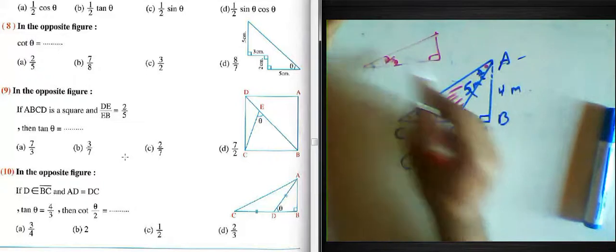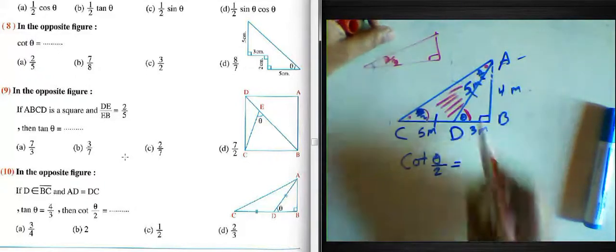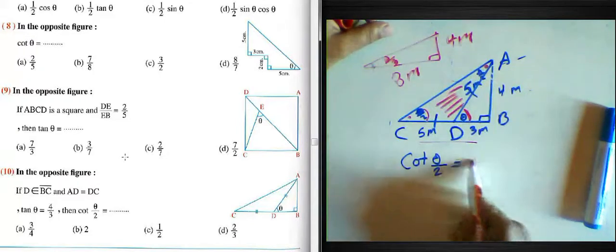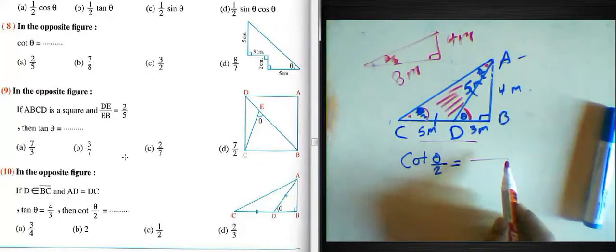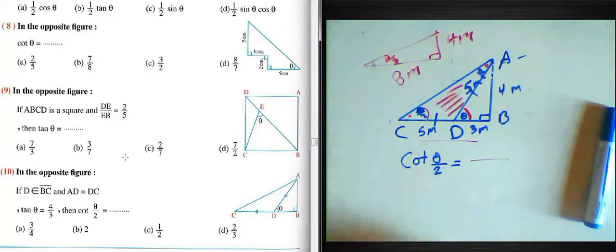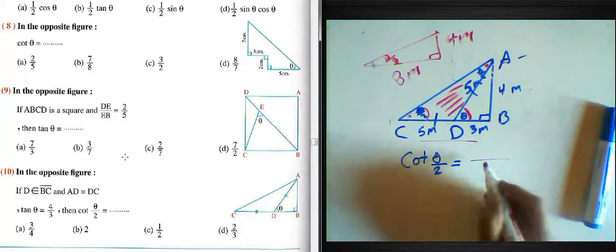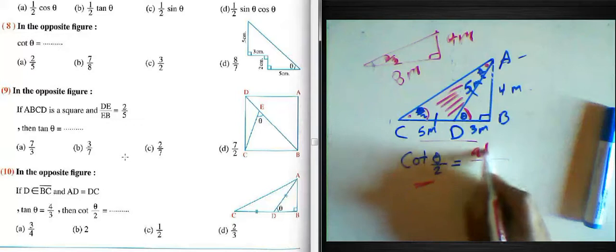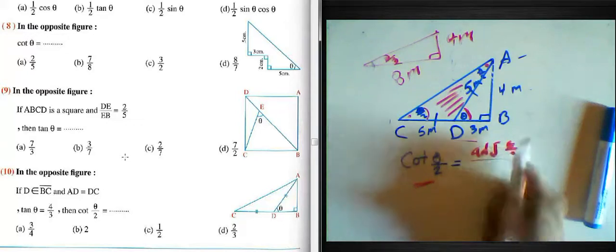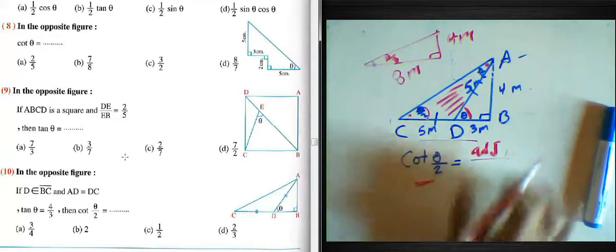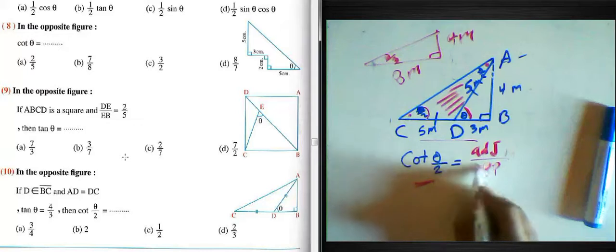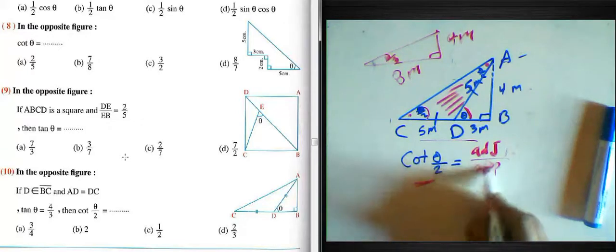Theta over 2 is here. We want to find adjacent over opposite. Adjacent will be 8m and opposite will be 4m. So cotan is adjacent over opposite, or we can find tan theta over 2 and then find the inverse of the result. But you must know cotan theta over 2 equals adjacent to this angle over opposite. You must know this relation, don't forget it. It's very easy. Adjacent over opposite.